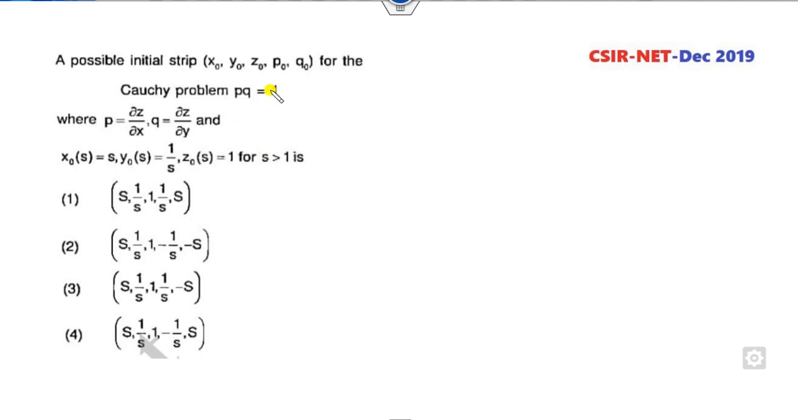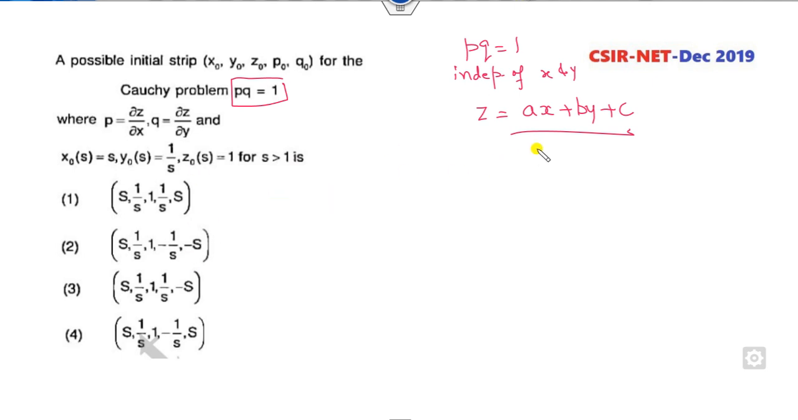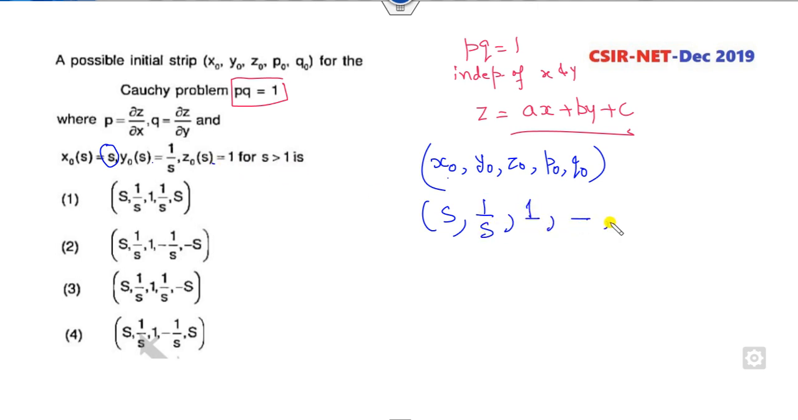Okay, now again, you can see the solution will be, PQ is 1, which is independent of X and Y. So the solution will be AX plus BY plus C. But if you look at the options, they are not talking about the solution. They are talking about X0, Y0, Z0, P0, Q0. So what is X0? The first pair is S, Y is 1 by S, Z is 1. P and Q we need to calculate.